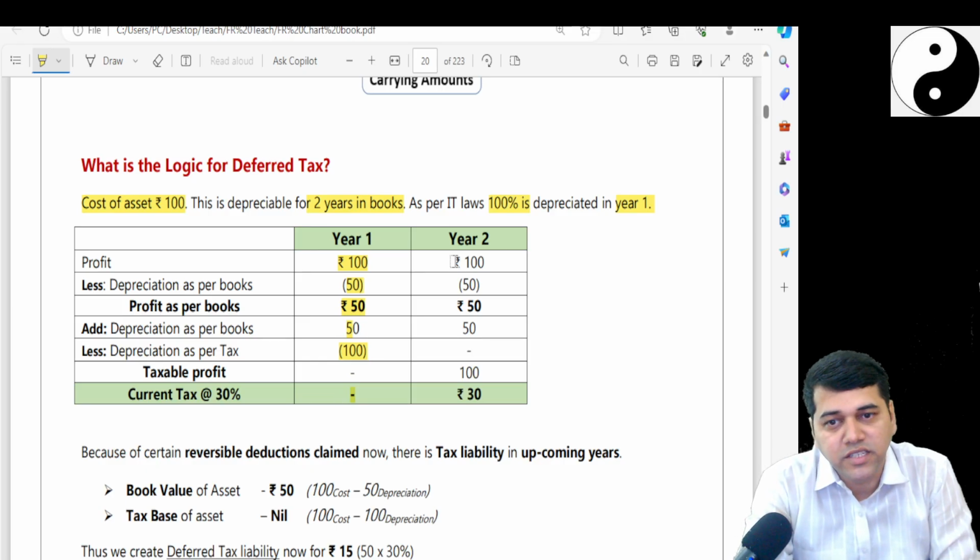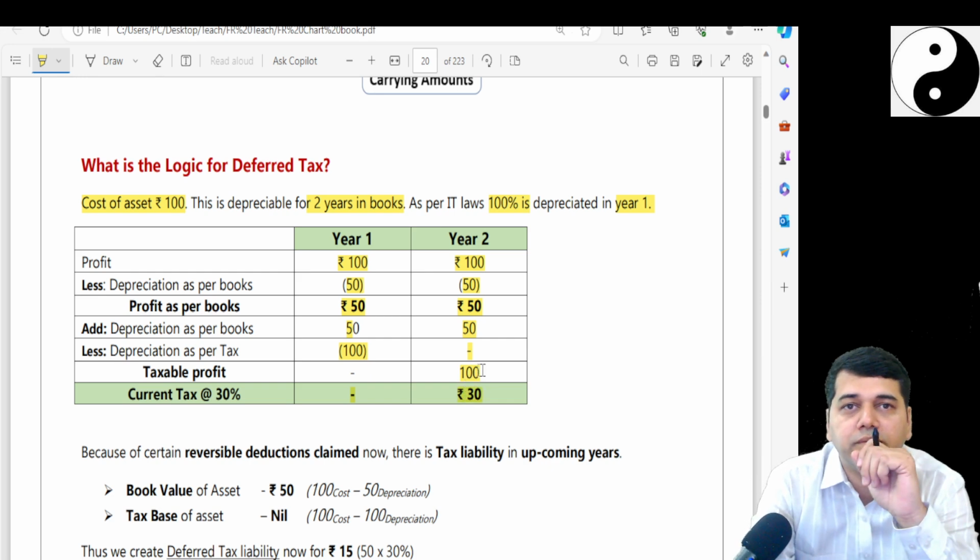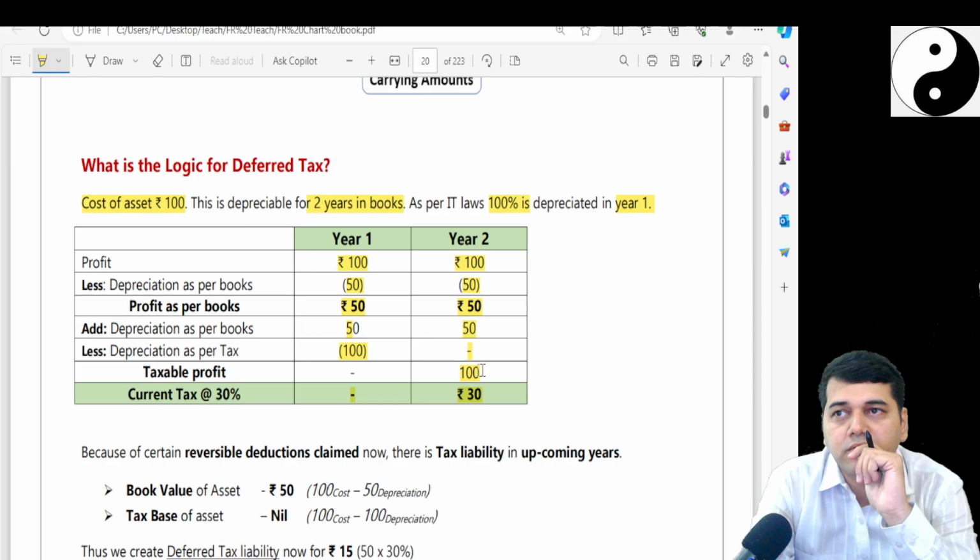The very next year, say for example, I made the same amount of profit, I claimed depreciation again. This depreciation got added back and I didn't have anything to claim. So my taxable profit became 100 and on that 30 rupees I paid.